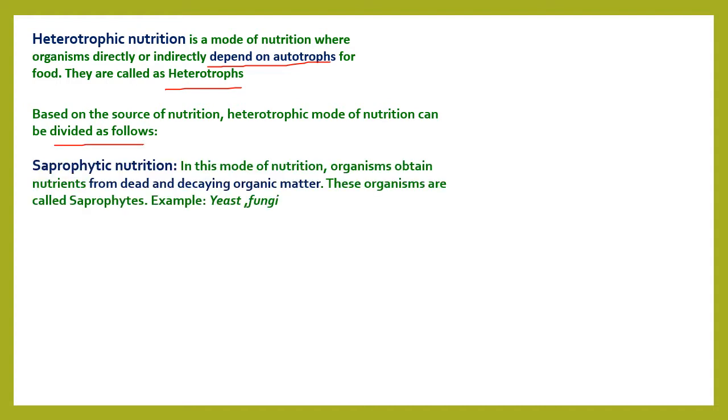Number 1, saprophytic nutrition. In saprophytic nutrition the organism obtains nutrients from dead and decaying organic matter, and these organisms are called saprophytes. Saprophytes take their nutrition from rotten and dead organic substances, like fungi and yeast.